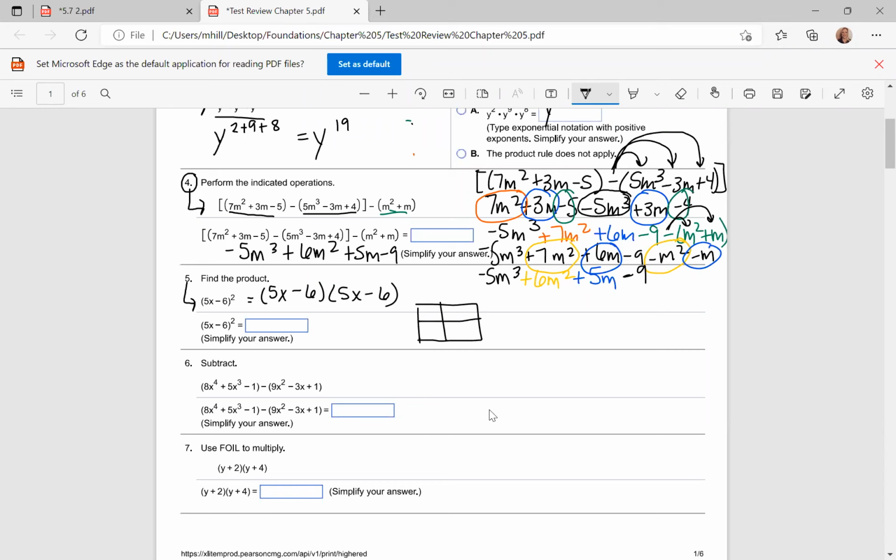Okay, and the way that we work these problems, we've got 5x minus 6, and then we've got another 5x minus 6. I like to draw the box. It's the exact same thing as using FOIL. If you want to use first, outer, inner, last and that works for you, that's perfectly fine. I have no problem with that, but this is just another method that helps you organize it a little bit better to me.